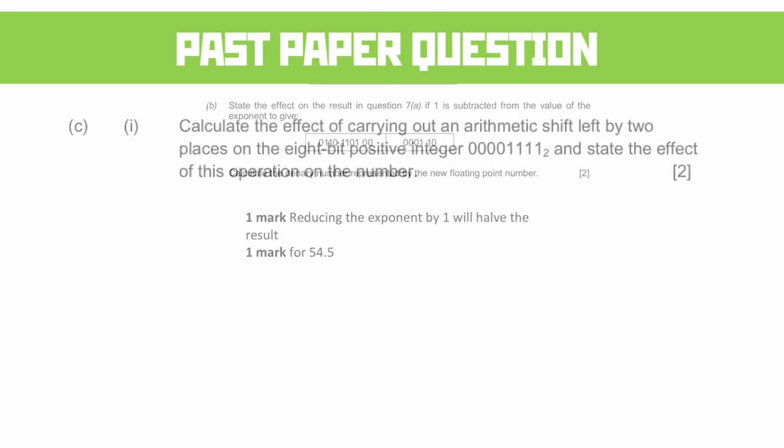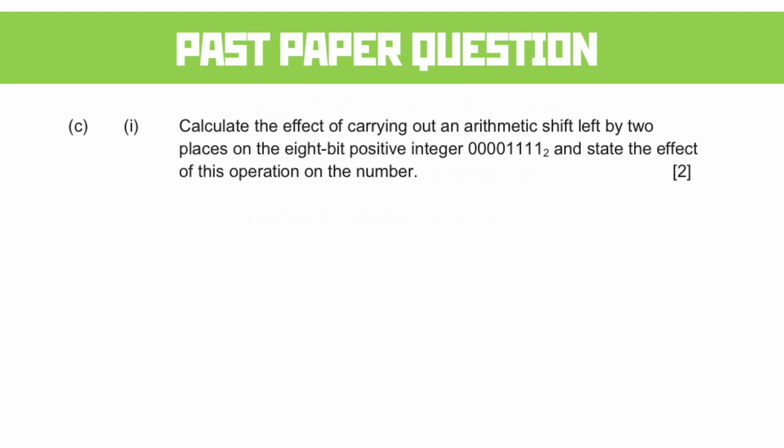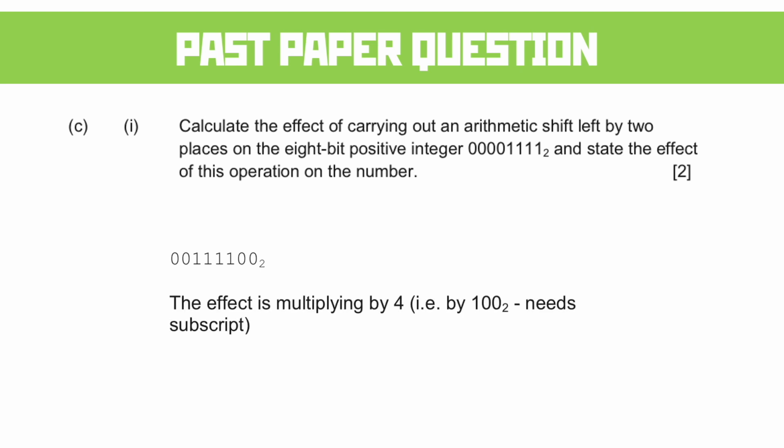C part 1 then, calculate the effect of carrying out an arithmetic shift left by 2 places on the 8-bit positive integer 00001111 and state the effect of this operation on the numbers. It's 2 marked, it's reasonably easy. You end up with 00111100 because we've moved to the left by 2 places and an arithmetic shift fills the blanks with zeros. What that has the impact of doing is multiplying by 4. Every time we shift a space, we multiply by 2. So it's 2 times 2, which is times 4.